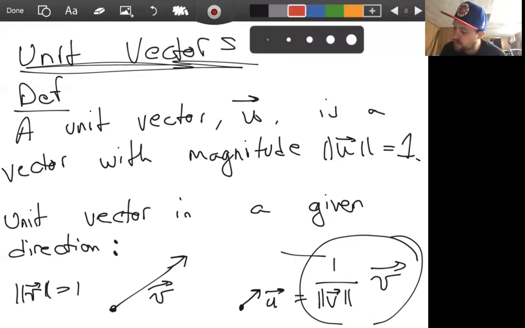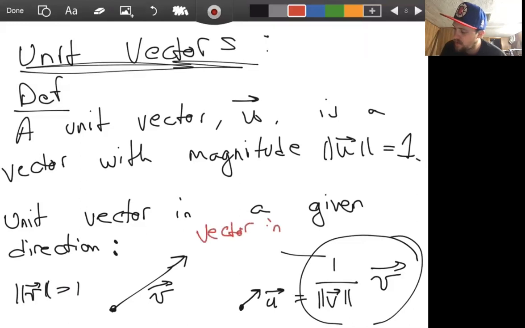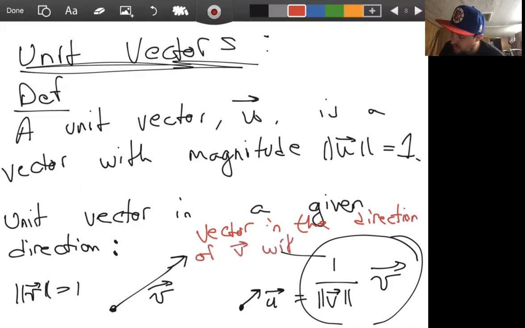And this is important. This is a vector in the direction of v with magnitude 1.